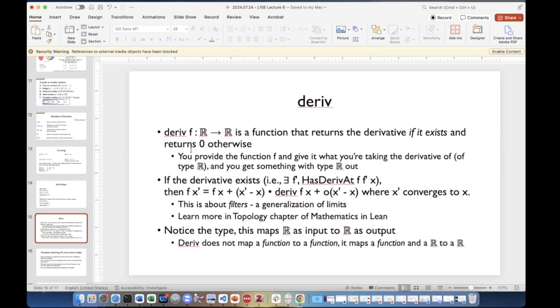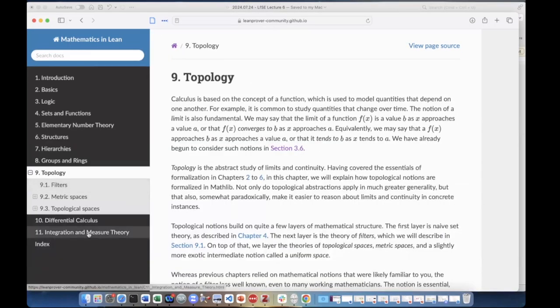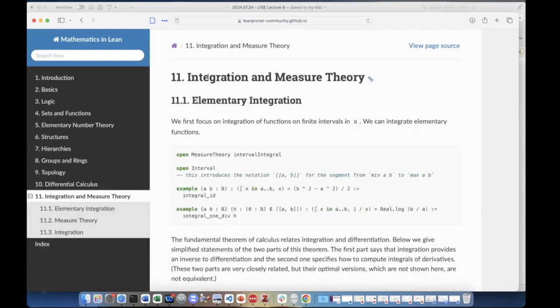All right, and we have a question about antiderivatives or integrals. I'm just going to say, in this course, antiderivatives are outside of the scope. But if you want to dig into that, there's chapter 11 in Mathematics and Lean.